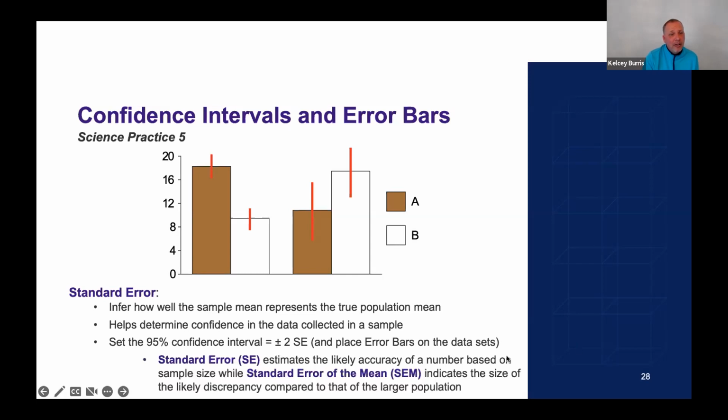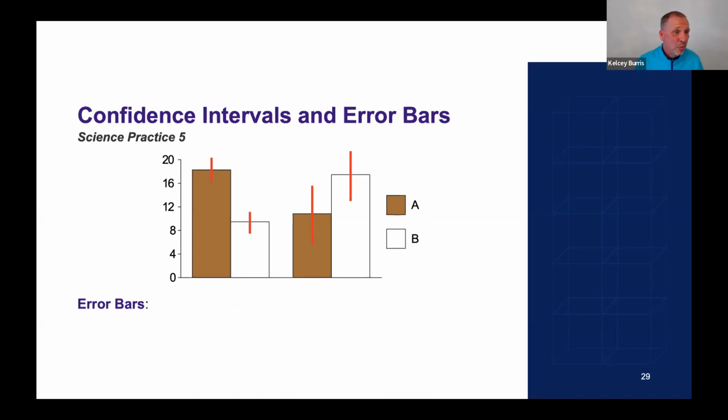Standard error estimates the likely accuracy of a number based on sample size, while standard error of the mean indicates the size of the likely discrepancy compared to a larger population. So very similar things. Most of the time, what you'll see on the exam is standard error of the mean. All right, so error bars, right? I'm talking about that, and some of you are like, I don't graph, but there's a really important part about error bars that you have to be able to do, which is to interpret them.